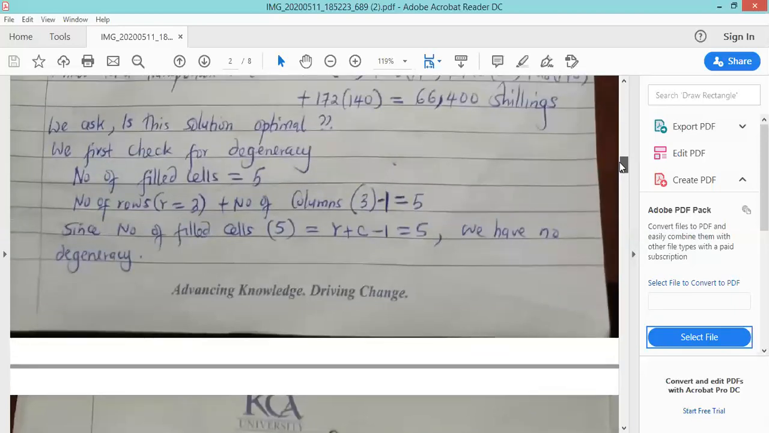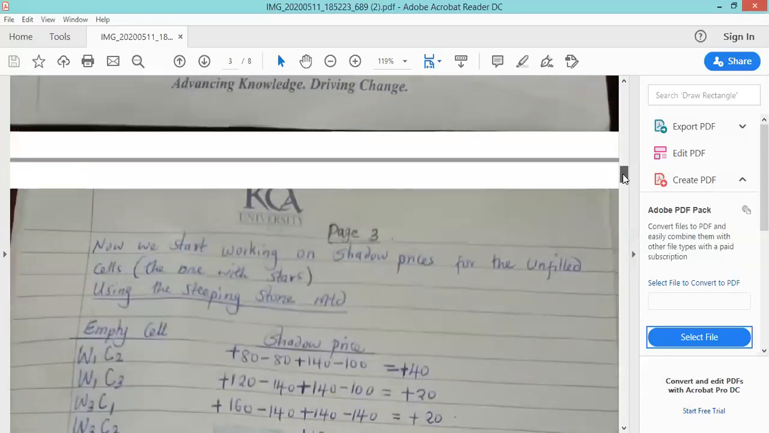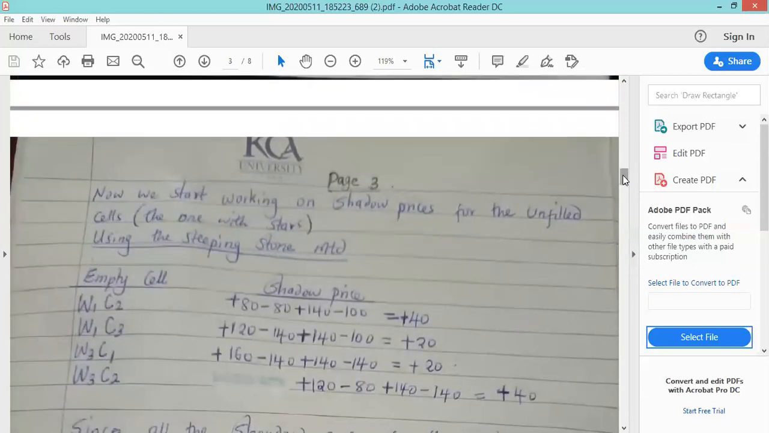Now, our problem does not degenerate. There's no degeneracy in that the number of filled cells, which are 5, equals the number of rows added to the number of columns minus 1. So, if the problem does not degenerate, what do we do? You compute what we call the shadow prices. A shadow price in LP, we said, is an extra amount that I may be required to pay to obtain a unit of a scarce resource, okay?